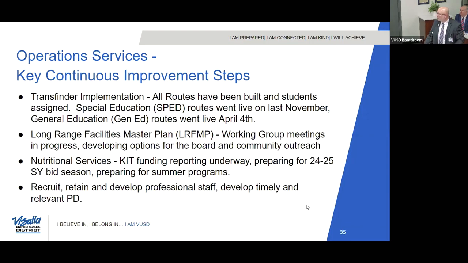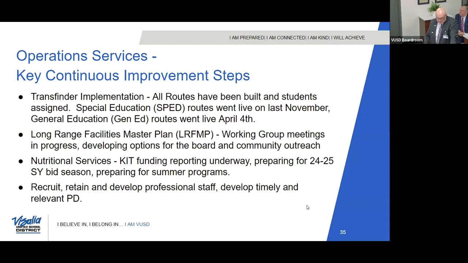But as we go to the improvement steps, I wanted to share a couple of things about TransFinder. So the implementation is continuing. The SPED routes are complete. The gen ed routes are completely routed. All the kids are loaded on their routes. So really we've moved to the next phase of implementation, which is increasing the outreach to families so that we can increase enrollment in the StopFinder app, get more families on board with that, and also get more kids scanning on and off the bus.